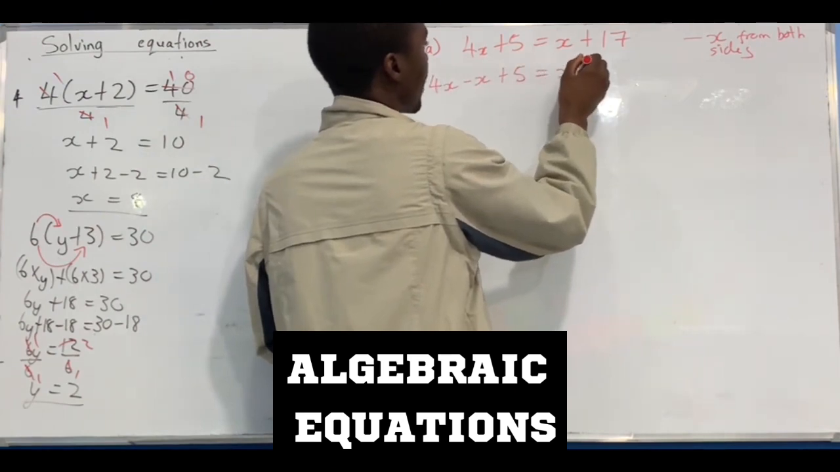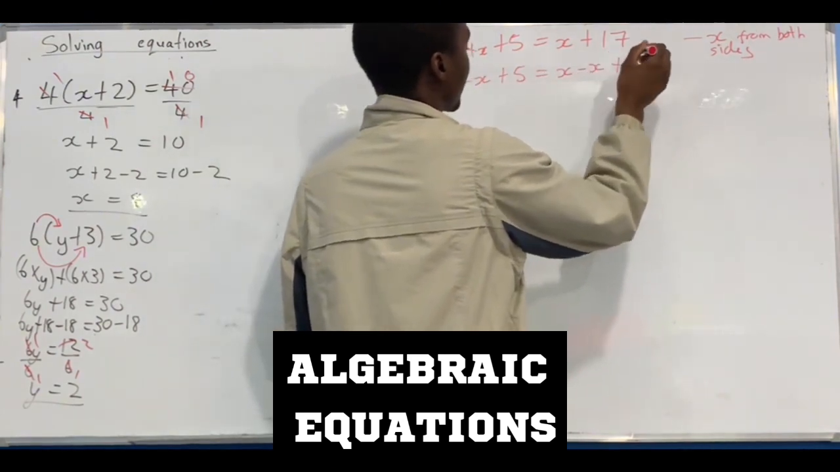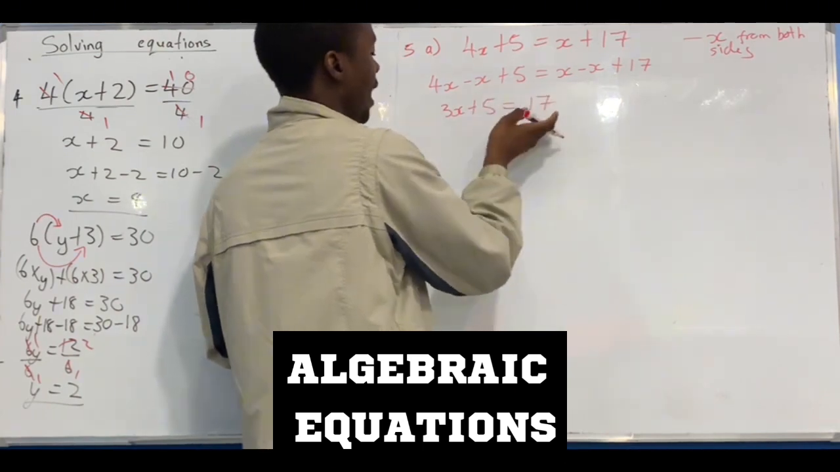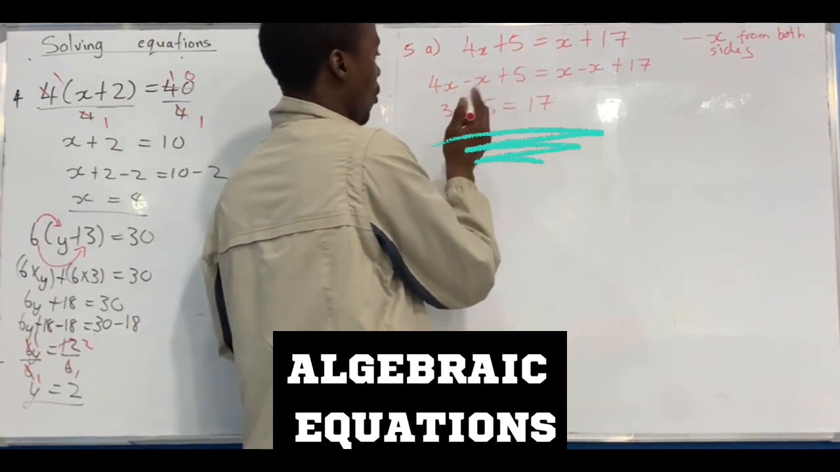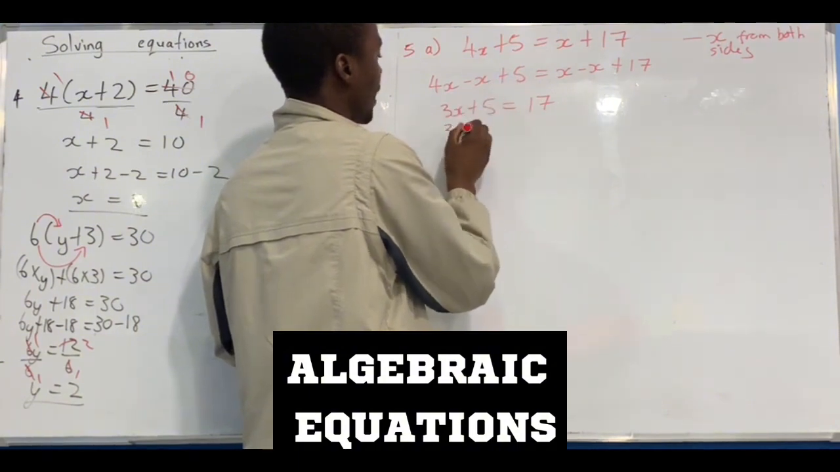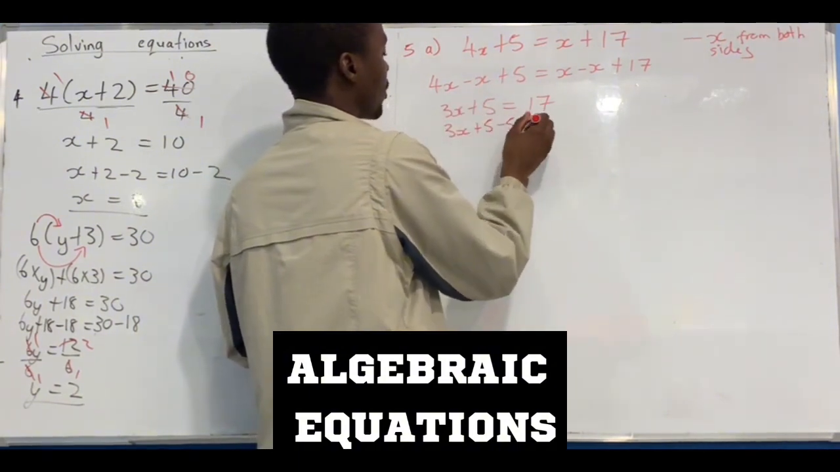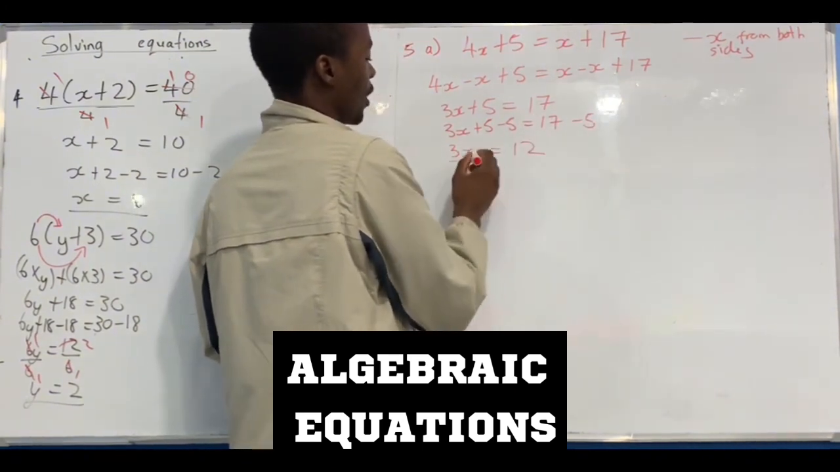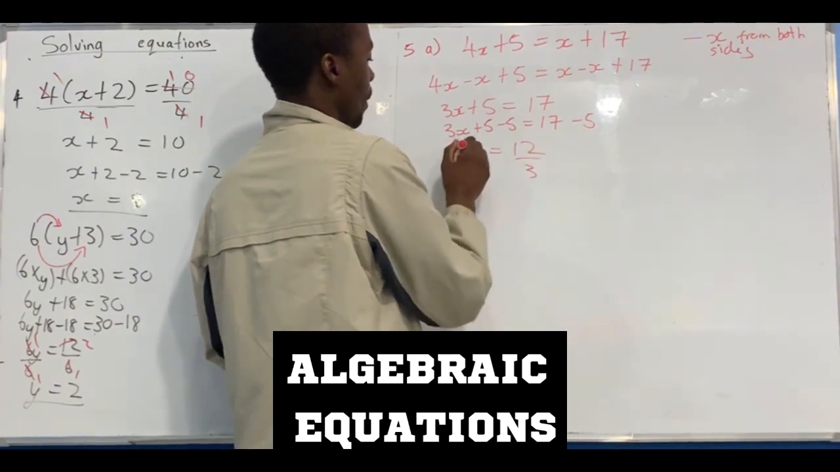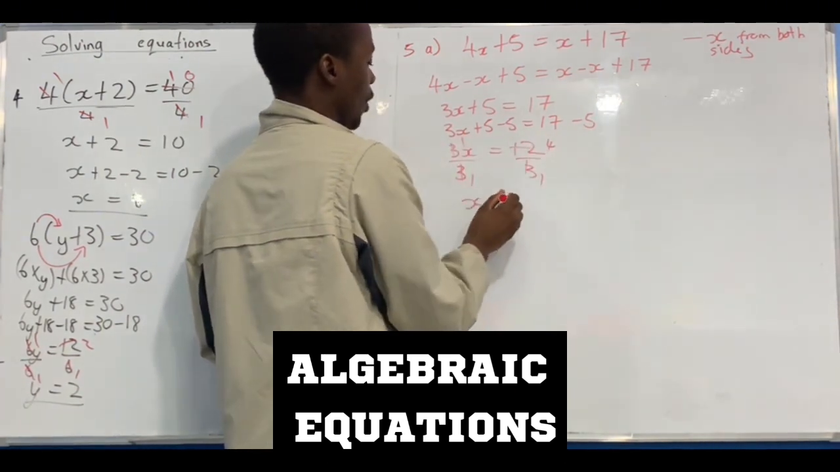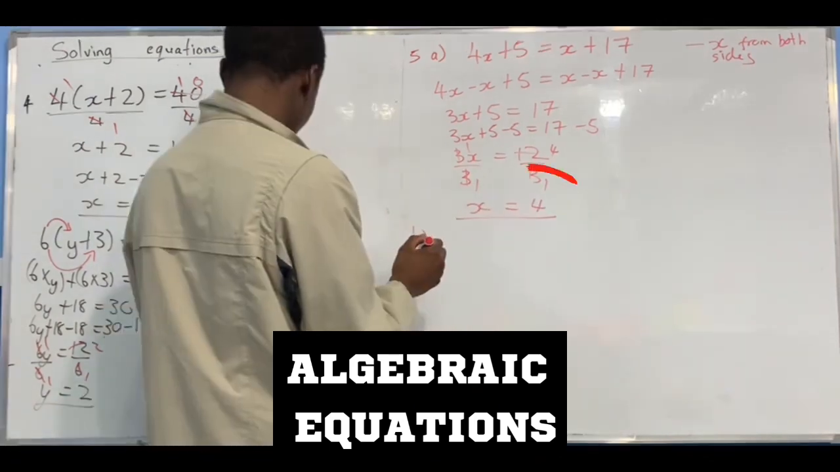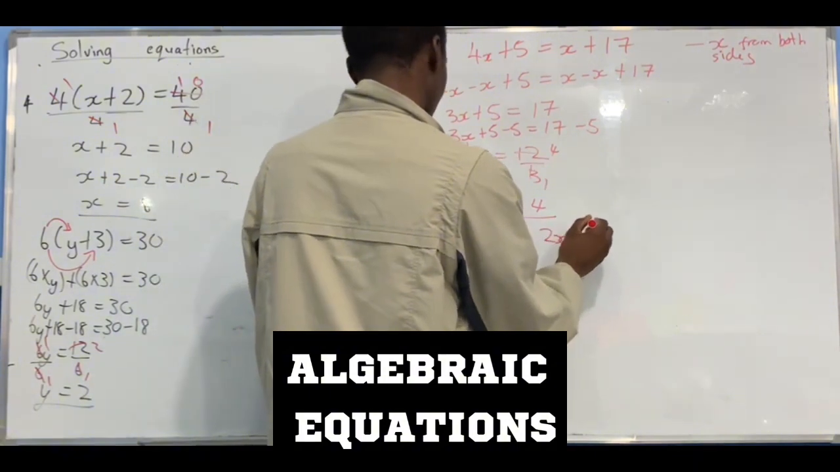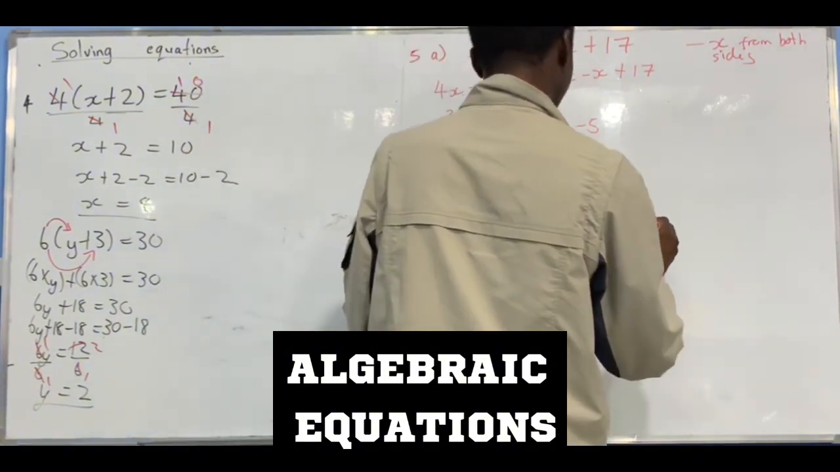4x minus x plus 5 is equals to x minus x plus 17. We've subtracted x from both sides. Here we remain with 3x plus 5 is equals to x minus x is 0. So here we just remain with 17. Then here it's easy to solve. 3x plus 5 minus 5 is equals to 17 minus 5, which gives us 3x is equals to 12. We divide both sides by 3, and we remain with x is equals to 4. Okay, so you've seen we've now used a different method, but the answer is still workable. Okay, we still reach the answer in a good way.